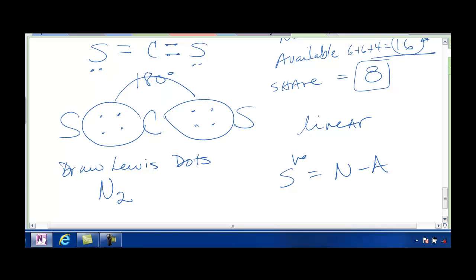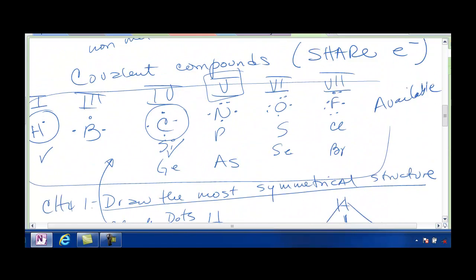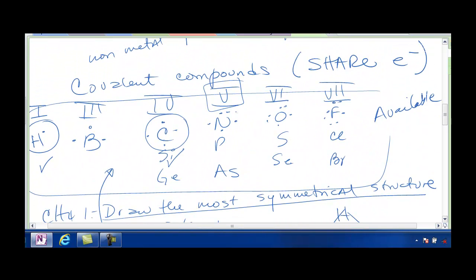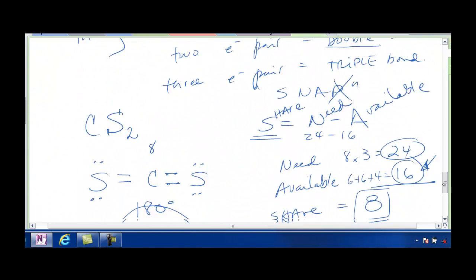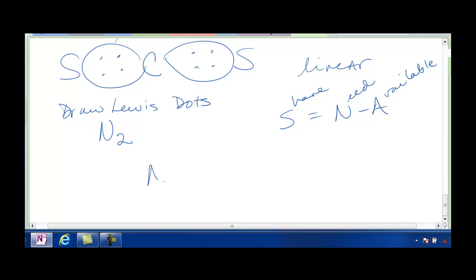Shared is what we need to know. It's needed minus available. Let's check what they've got available. We go to our little periodic chart. Nitrogen is group 5. It has 5 dots. So that's step 1, the element's dots. Drawing the most symmetrical structure in this case is trivial because I only have 2 nitrogens. The shape of this has to be linear. Between 2 points, I can only have a straight line. So the shape is simple. Any diatomic molecule, N2, O2, F2, whatever, they're all linear. Those are only 2 elements.